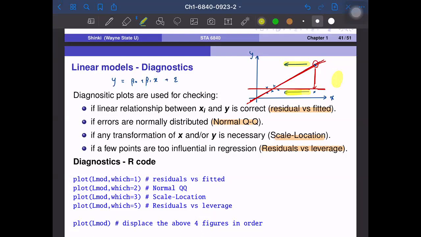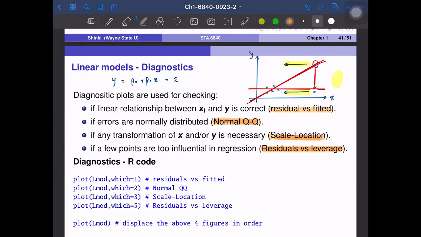So we will discuss 4 plots. One is the residual versus fitted plot. This will check if the linear relationship between x and y is correct. The second plot is the normal QQ plot. This will check if errors are normally distributed. The third one, the scale and location plot, checks if any transformation of x and y is necessary. And the last one, residual versus leverage, shows if a few points are too influential in regression.